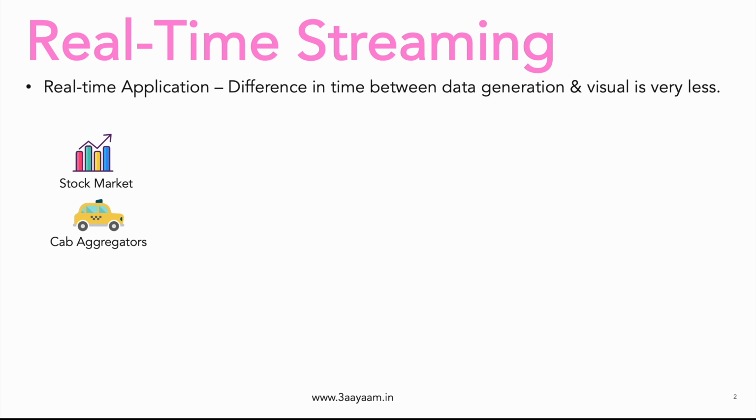Similarly, you have cab aggregators also. Let's say you are trying to book a cab using Uber. Uber is there in almost all the countries, that's why I'm taking the example of Uber. If you are booking a cab, you see the status of the cab, where the cab is, how far it is from your location, or when you start the trip, how long it will take for you to reach the destination.